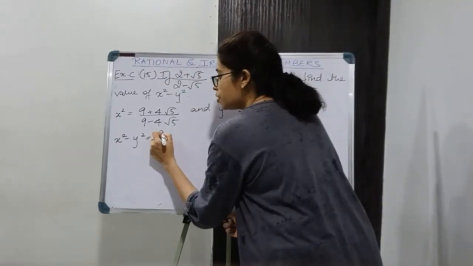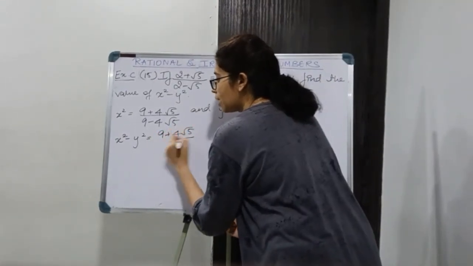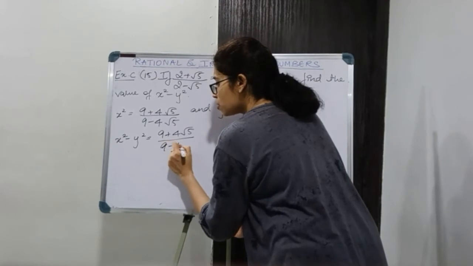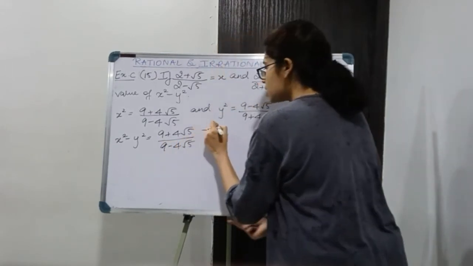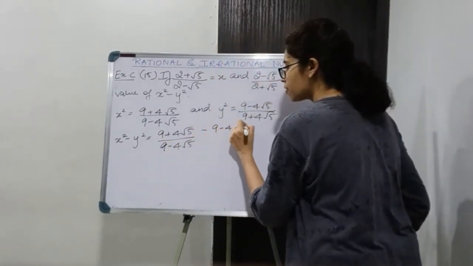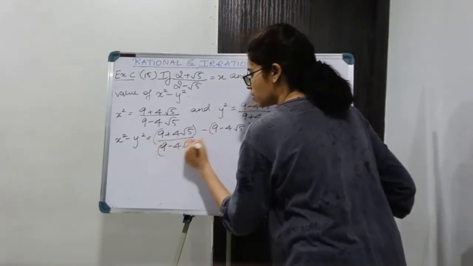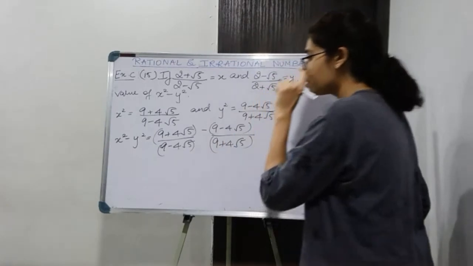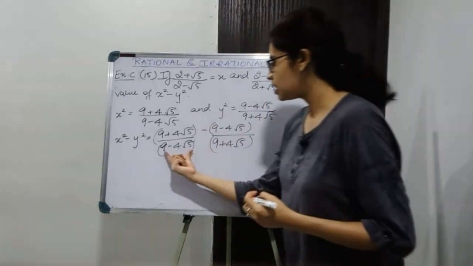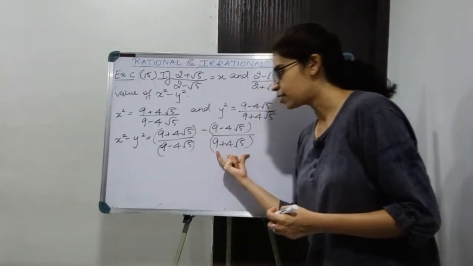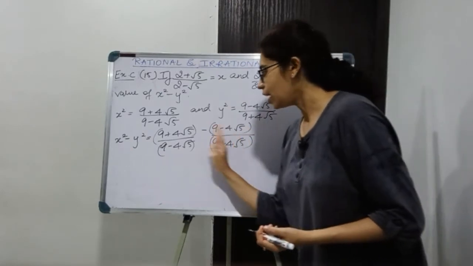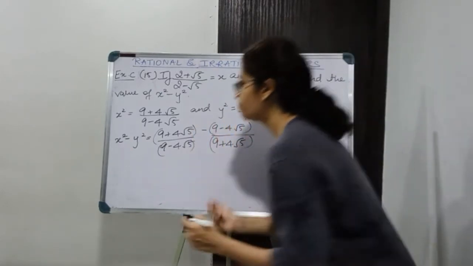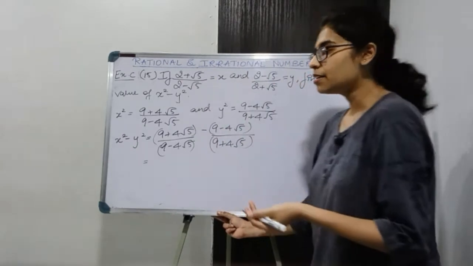Okay, on substituting I get 9 plus 4 root 5 upon 9 minus 4 root 5 minus 9 minus 4 root 5 upon 9 plus 4 root 5. So what I'll do over here is these two are rationalizing factors of each other. So I'll cross multiply.